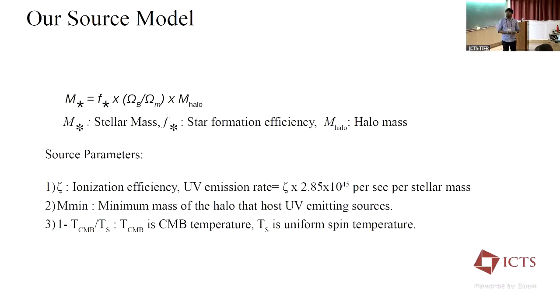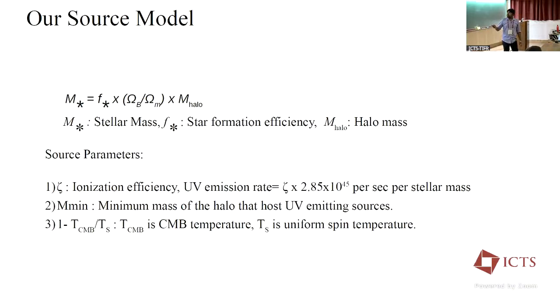Right. So for this demonstration, we are going to use a source model where, given a dark matter halo of mass M halo, the stellar mass within this dark matter halo is proportional to the star formation efficiency times Omega b, the baryon content, over Omega matter. So this gives us the stellar mass content within this dark matter halo of mass M halo.